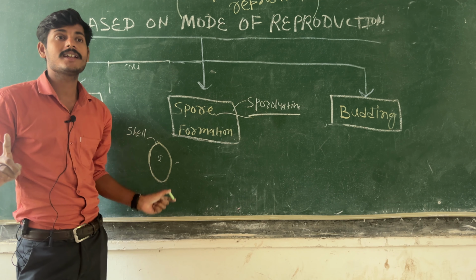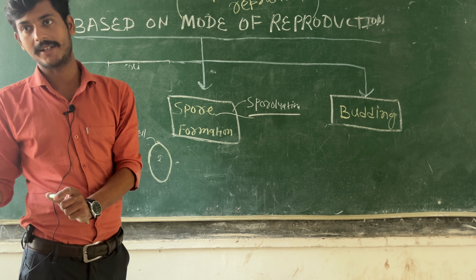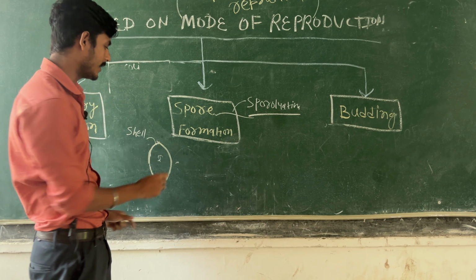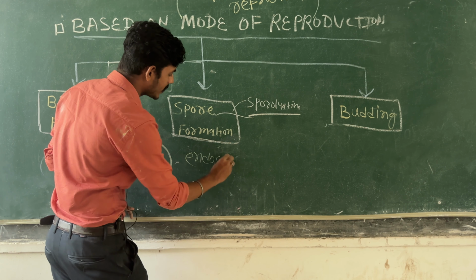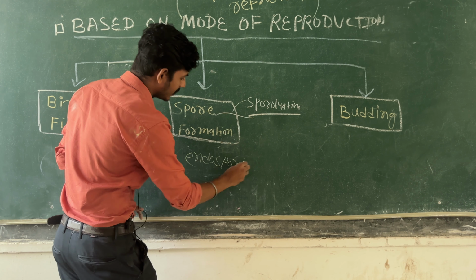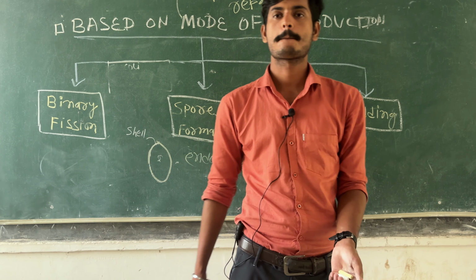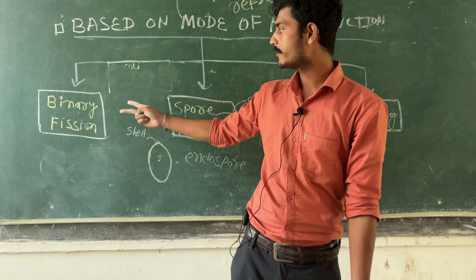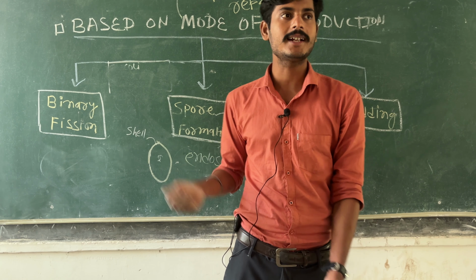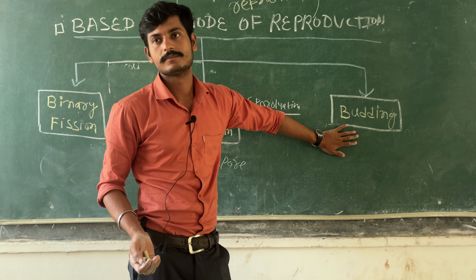Another thing is that the bacteria which form this spore are called endosporic bacteria. The spore is called the endospore. Write it down. The spore is called the endospore, and the bacteria is called the endosporic bacteria. Clear? Fine. So we are done with the two classifications, binary fission and spore formation. Let's move ahead and discuss budding.